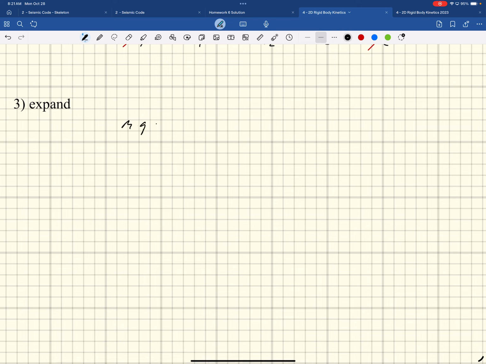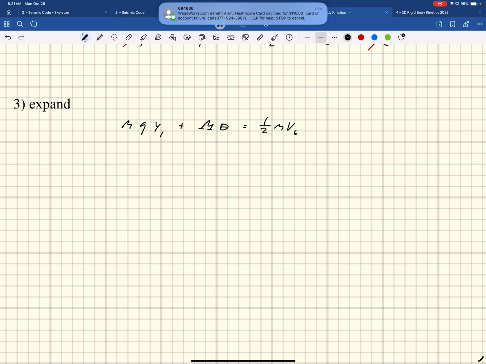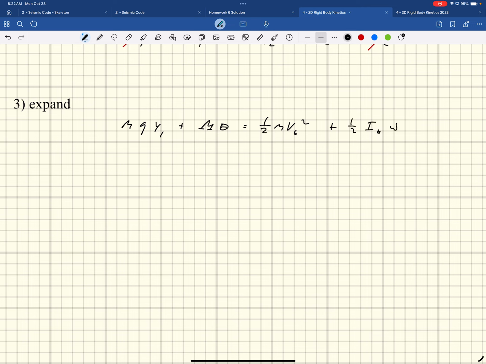M, g, y1, plus my moment times my theta. I put legs on my moment so I know it's different. Plus 1/2 M v_G squared, plus 1/2 I_G omega squared.